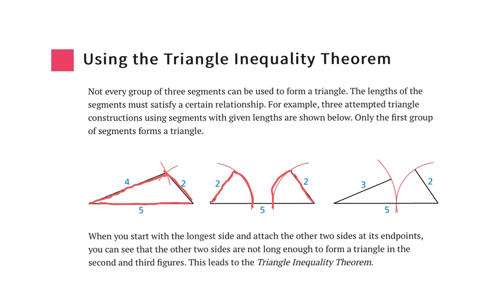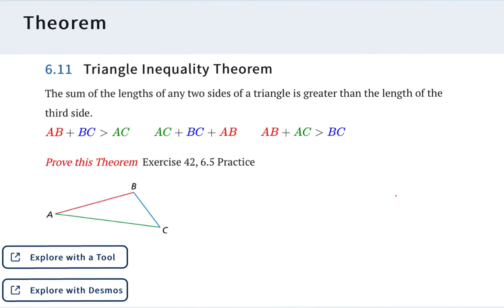Or how about toothpicks that were 2 inches and 3 inches and 5 inches? I couldn't do that either, because if I tried to make them meet, they would meet exactly on that third side. So what we come up with is this idea called the triangle inequality theorem. And the triangle inequality theorem says that the sum of the lengths of any 2 sides of a triangle has to be greater than the length of the third side.